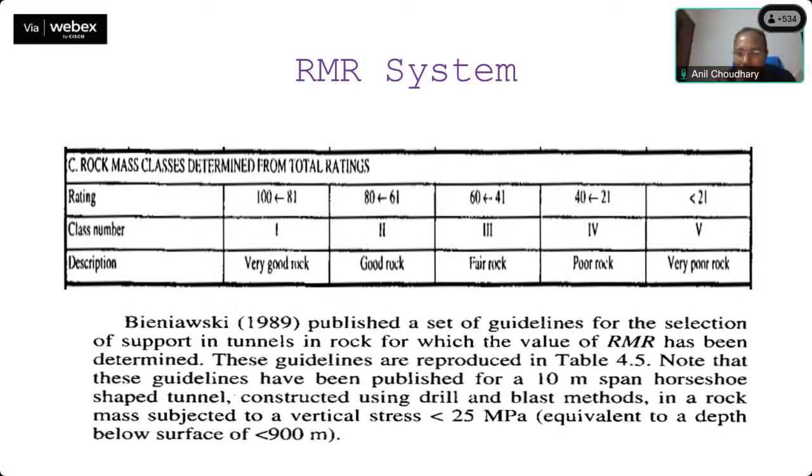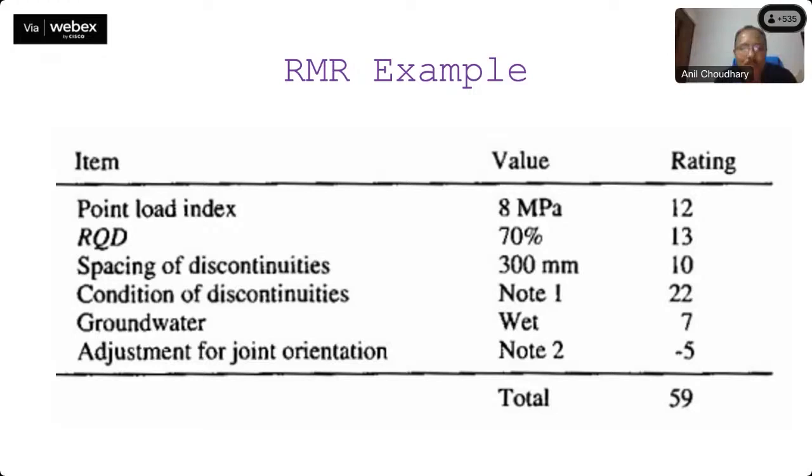So there is a condition: whatever classification and support system he has given in the next table that I am going to show is for a specific case, and we are using it at all the locations. Next slide. As an example, suppose the point load index is 8 MPa, we give a rating of 12, RQD 70%, 13, and the total rating in this case comes as 59. Suppose in our case at a particular location, we get an RMR rating of 59.